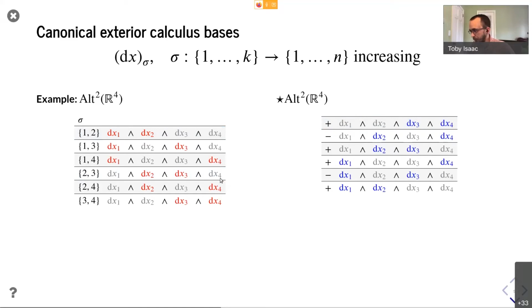So if you end up implementing the exterior calculus in code, this is pretty much always going to be the basis that you'll use for your algebraic k forms.